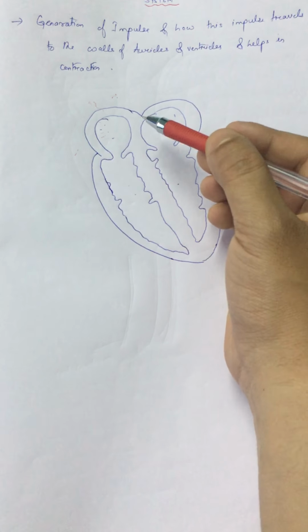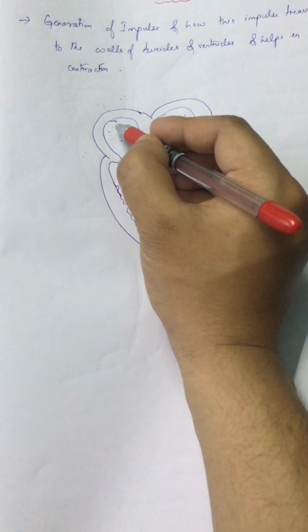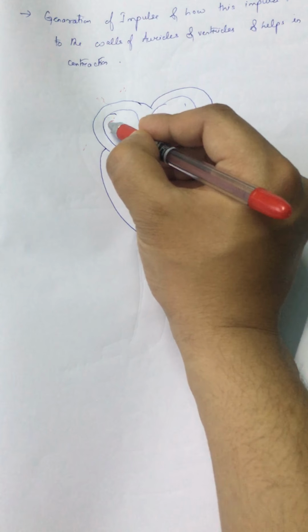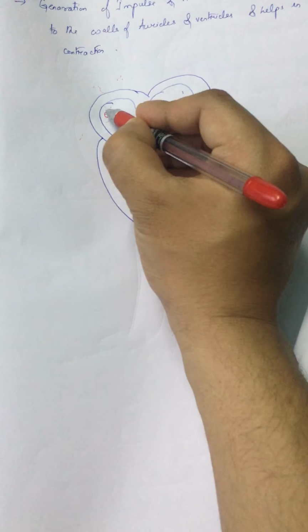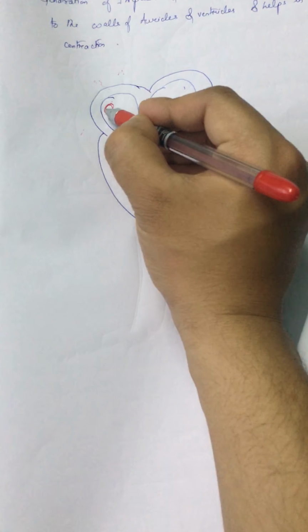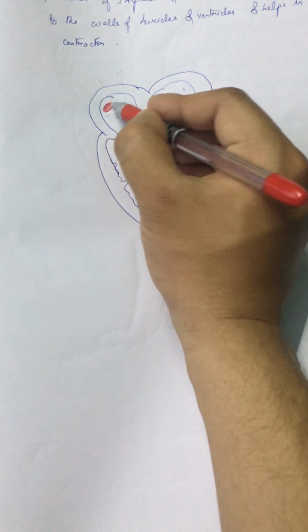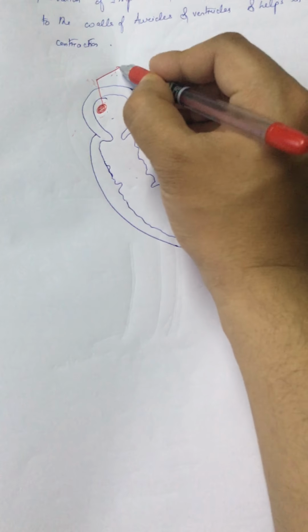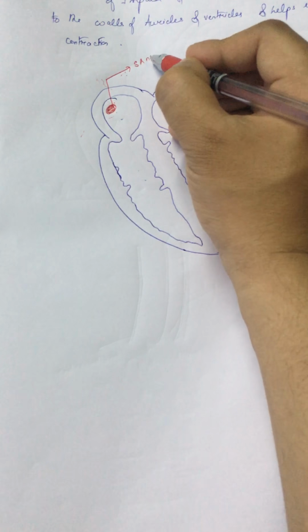So the first part of the conducting system, that is the SA node, will be present near the superior and inferior vena cava, on the right hand side of the right auricle. So this is the first part of the conducting system, and this is the SA node.